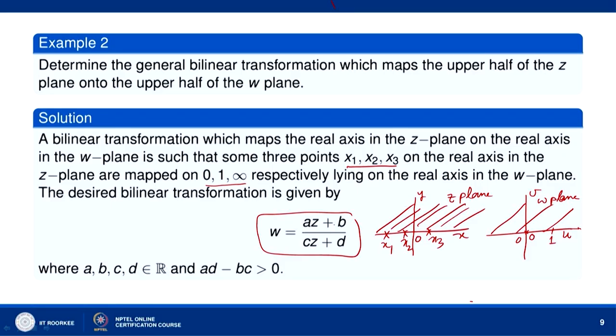So, the bilinear transformation which maps the upper half of the z plane to the upper half of the w plane is given by w equal to (az + b)/(cz + d), where a, b, c, d are real numbers and ad minus bc is greater than 0. If you put the condition on a, b, c, d that they are real and ad minus bc is less than 0, then the upper half of the z plane will map to the lower half of the w plane.